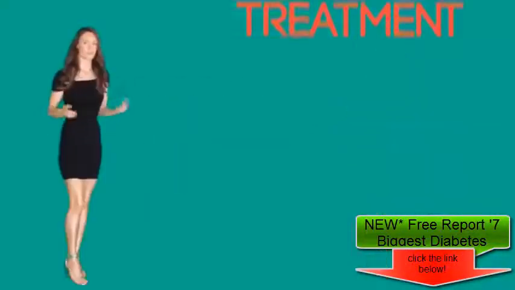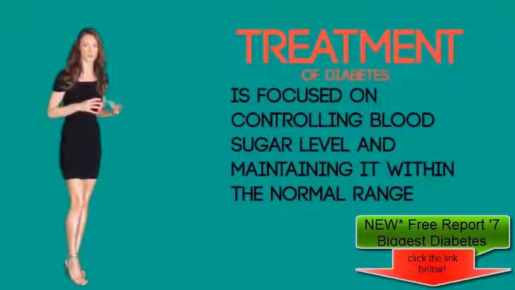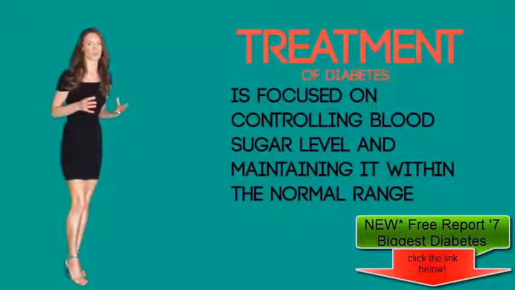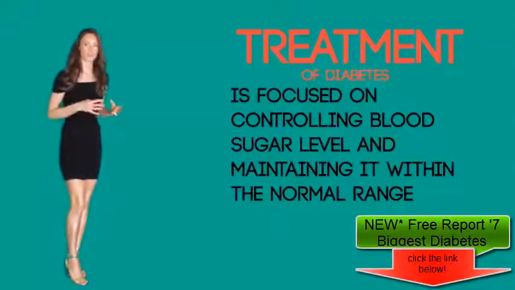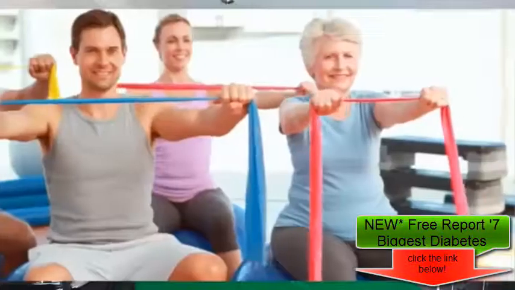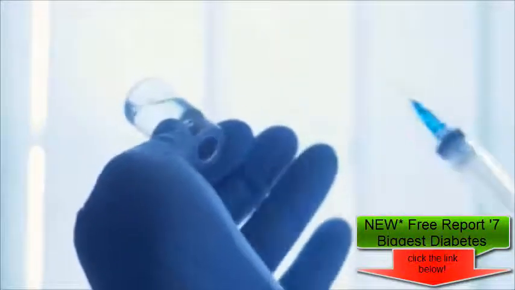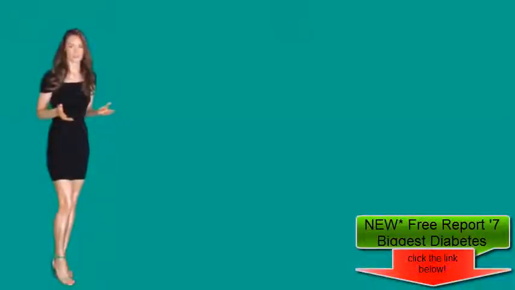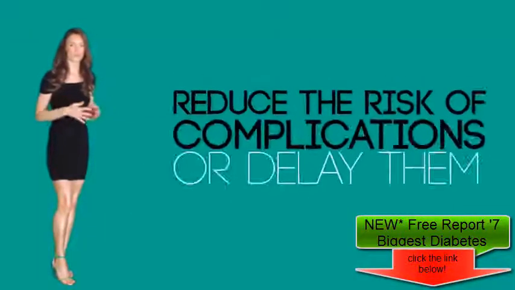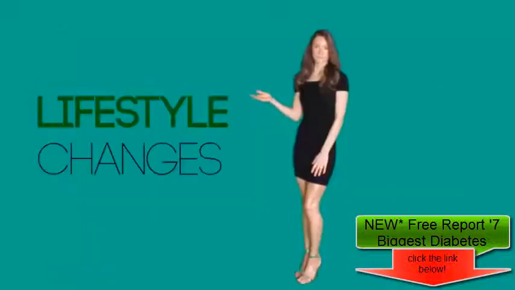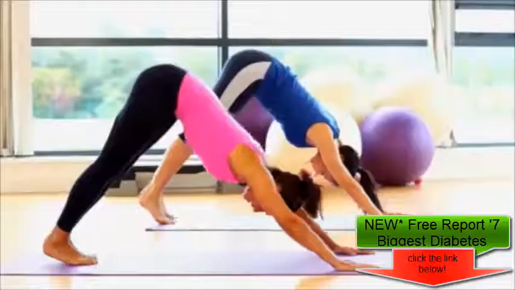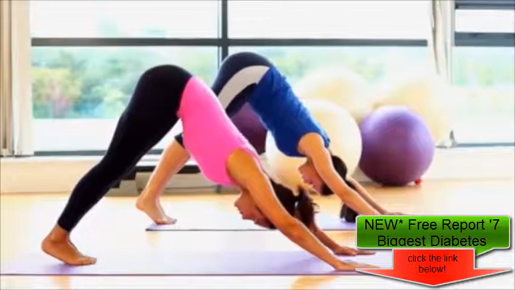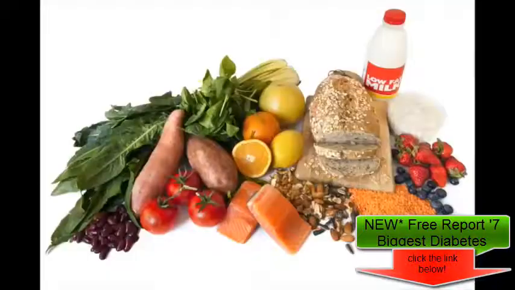Management and treatment. Treatment of diabetes is focused on controlling blood sugar levels and maintaining it within a normal range. It is achieved by monitoring the blood sugar level, modifying the diet and exercise, and medications or insulin when necessary. These measures control the blood sugar and reduce the risk of complications or at least delay them. Lifestyle changes. Lifestyle changes include physical exercise and appropriate diet. The suggested diet should keep blood sugar levels low, and it should be intended for weight loss. It is found that a low glycemic index diet helps maintain blood sugar levels.